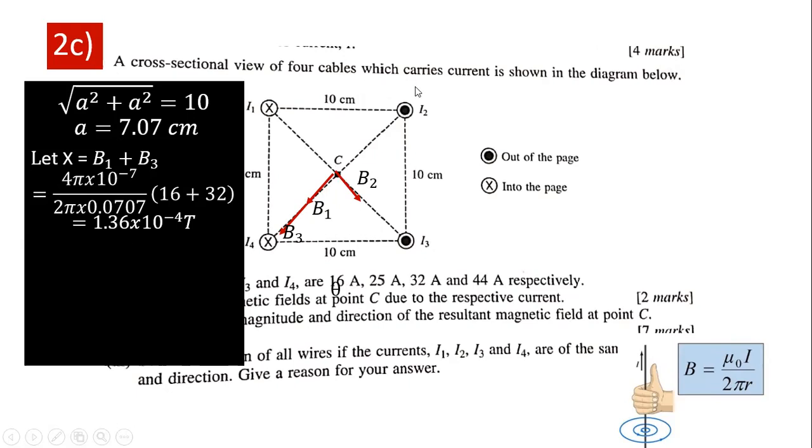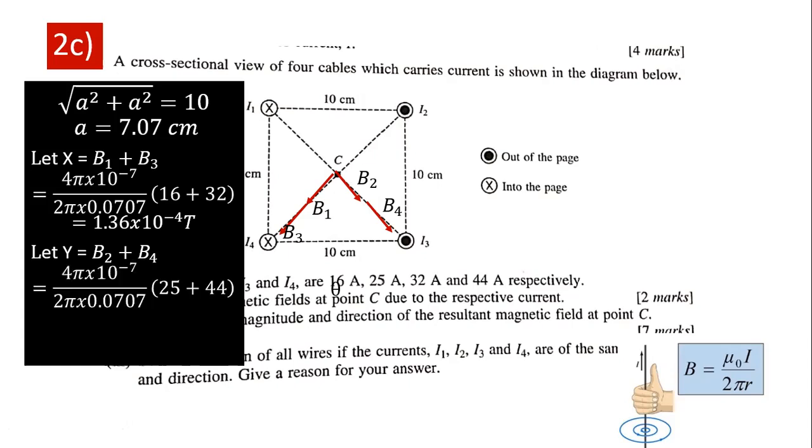Then B2, due to I2, remember I2 is anti-clockwise. Remember a big circle, so this one will be a tangent, that's due to B2. And B4 is due to I4, this one. This one is going in, so it's clockwise, so at this part it will be a tangent there. So B2 and B4 are in the same direction. Add them up, call that Y.